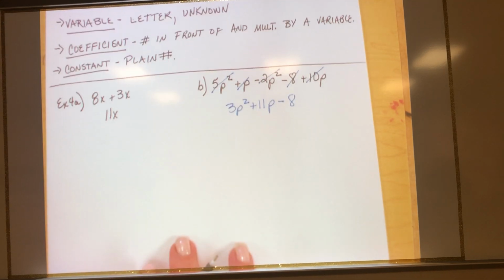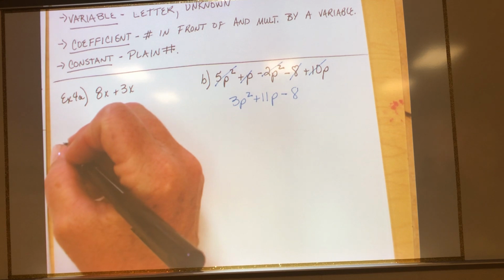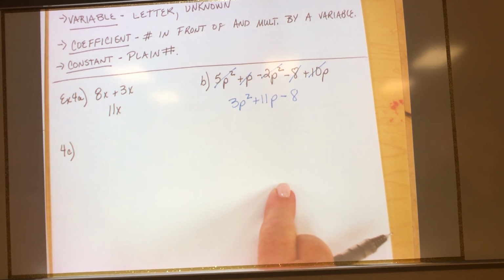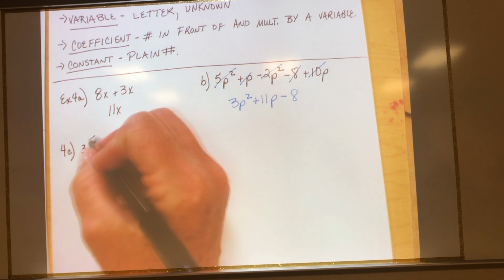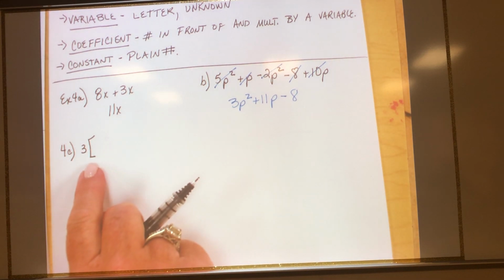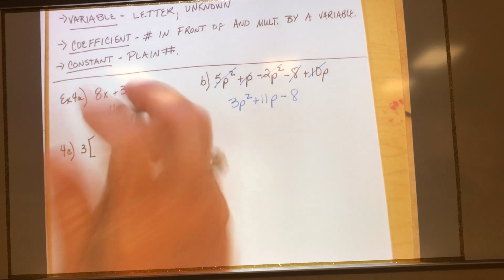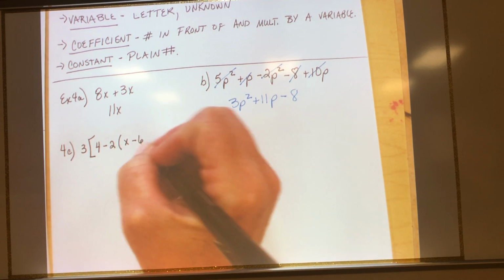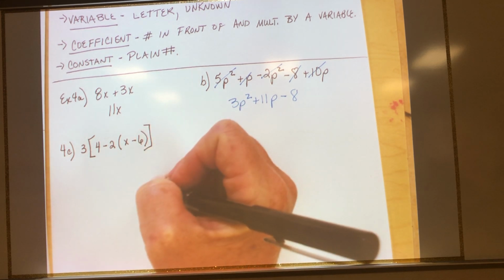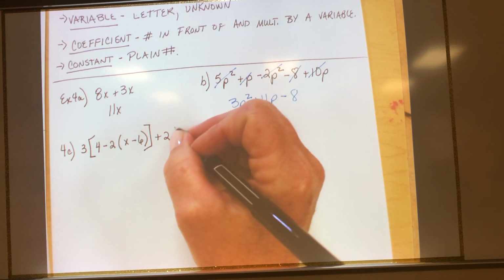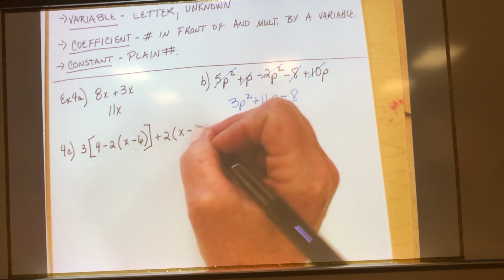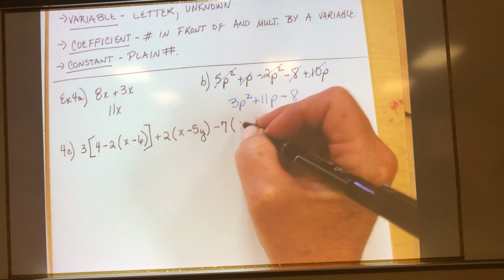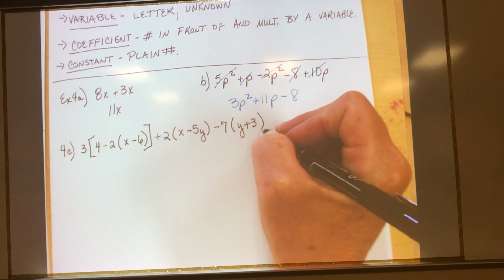Okay? Now we're going to do one that might be algebra 1.7. Write down as I say, because it'll be a lot easier. 3, open bracket, 4 minus 2, open the parentheses, x minus 6, close the parentheses, close the brackets. Plus 2, open the parentheses, x minus 5y, close the parentheses, minus 7, open the parentheses, y plus 3, close the parentheses.